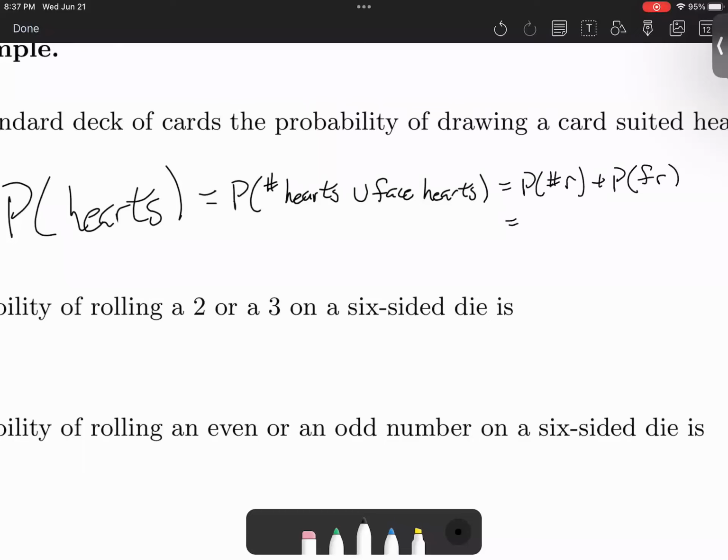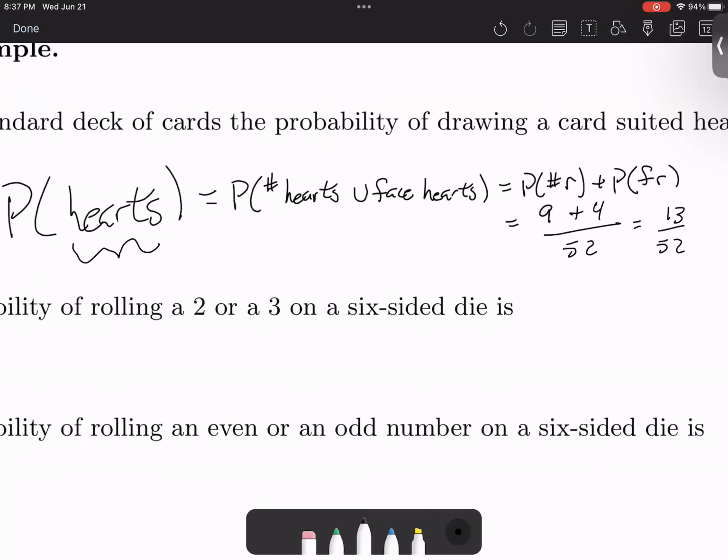How many numbered red cards are there? There's 2, 3, 4, 5, 6, 7, 8, 9, 10. There's 9. The probability of a red face, there's 4 out of the 52. So there's 13 out of the 52, right? Because we were looking at the event of a hearts card, and there's 13 hearts out of the 52.